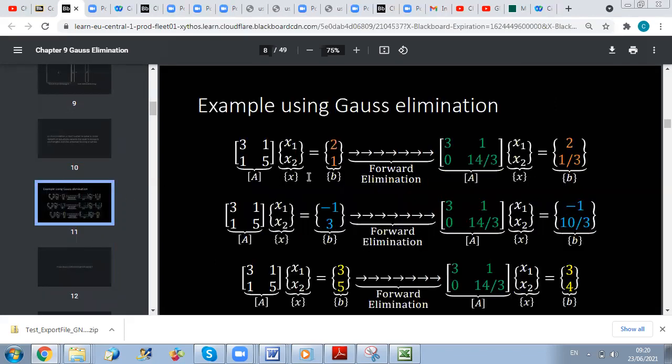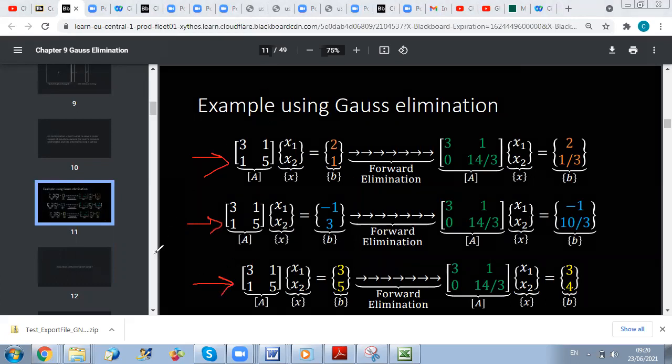Let us take a small example, okay? If you have the following, you are solving for these three systems of equations. If you want to use the forward elimination method, which we introduced in the last chapter, each time you should update the coefficients of A, and you should update the coefficients of B, and then you solve for x1 and x2.